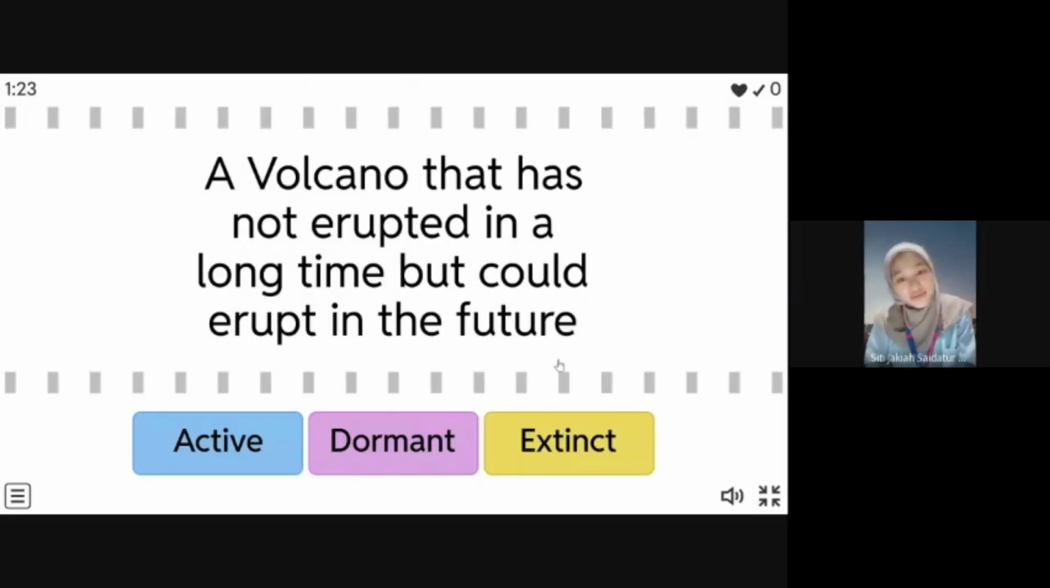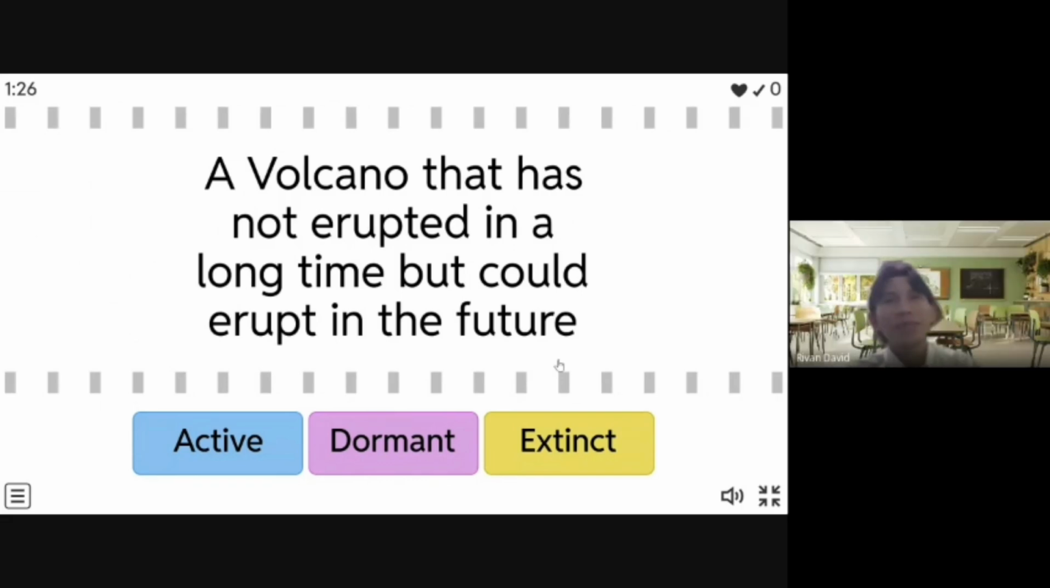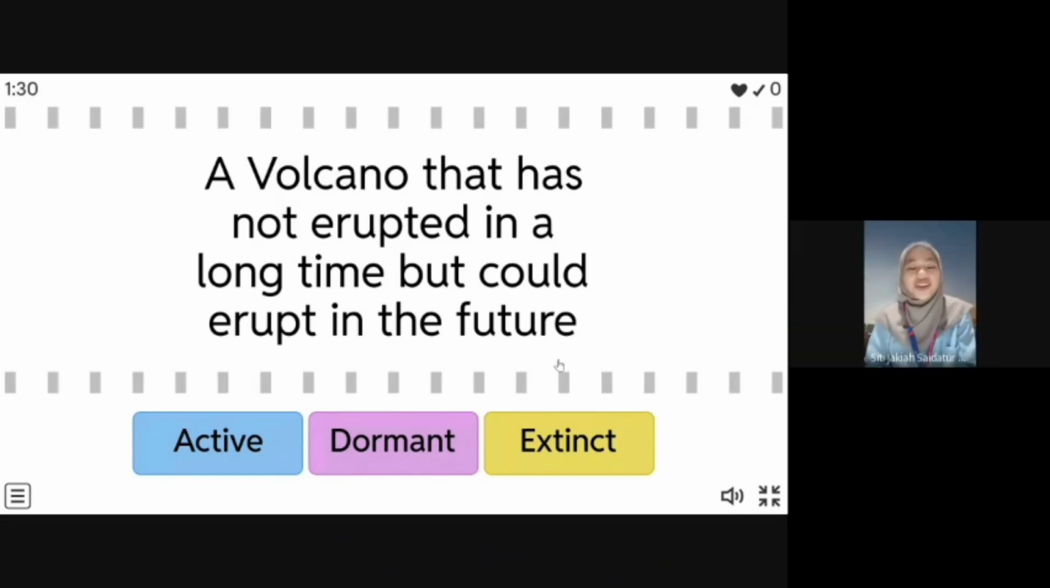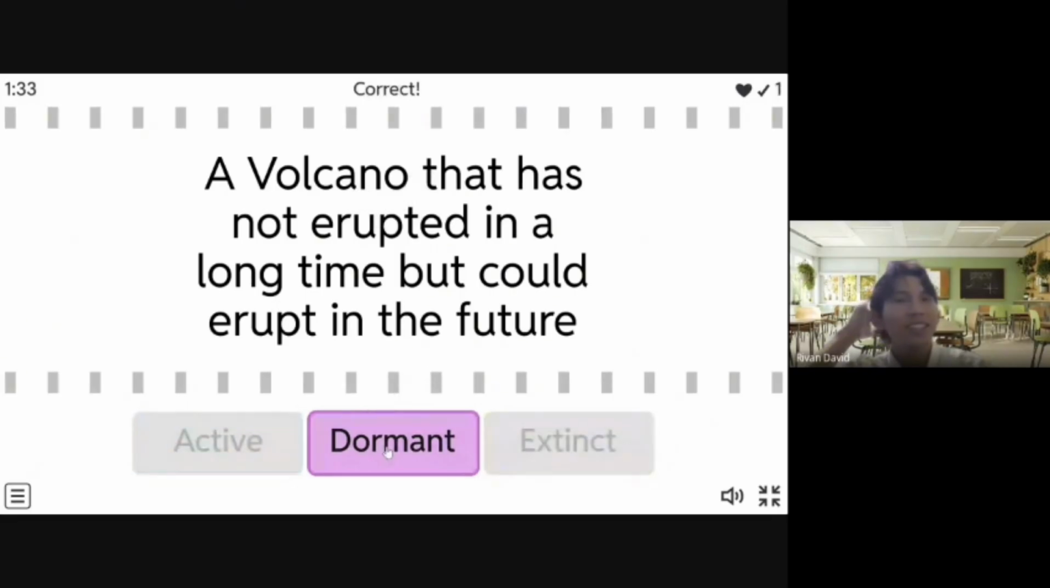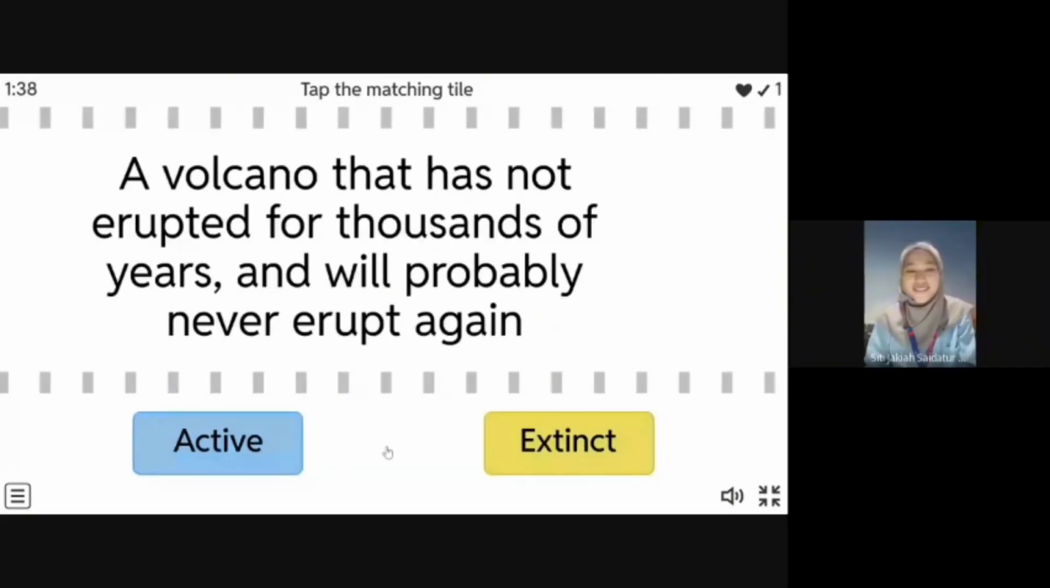What is this? Rifan, can you answer? I think it's dormant, Miss. Let's check together. Yeah. Good job, Rifan.